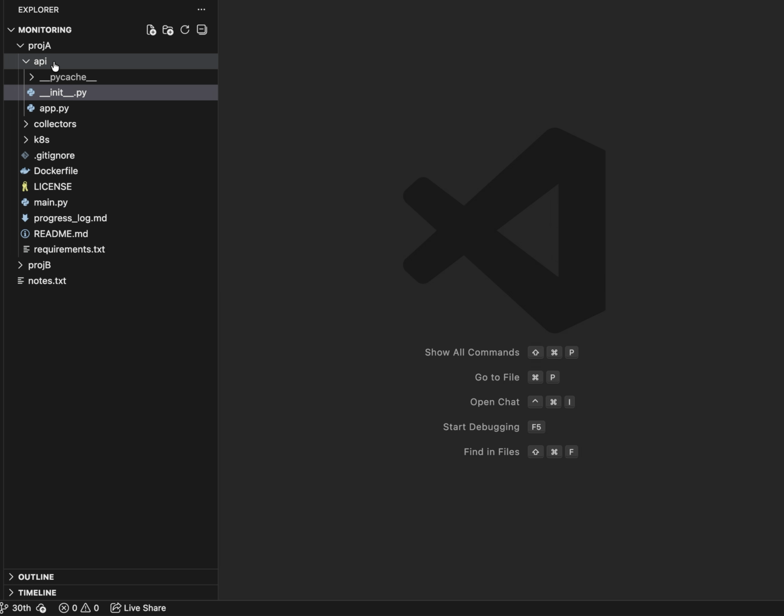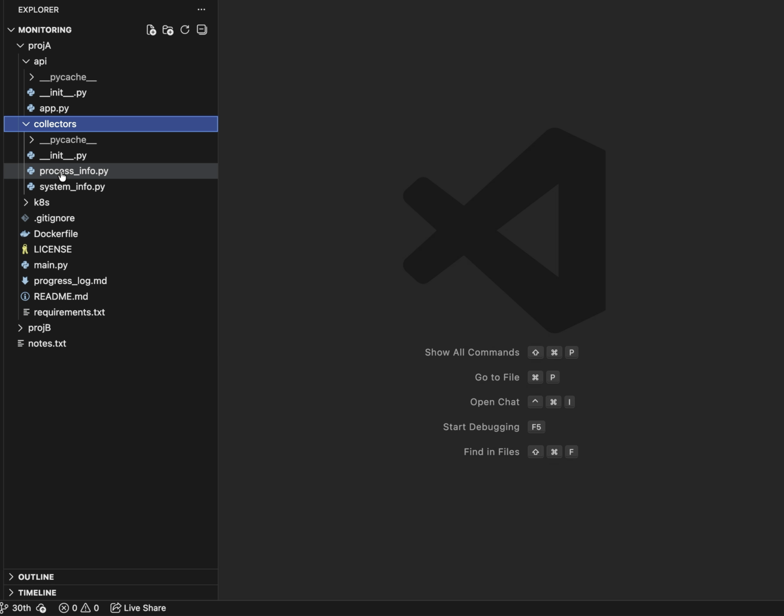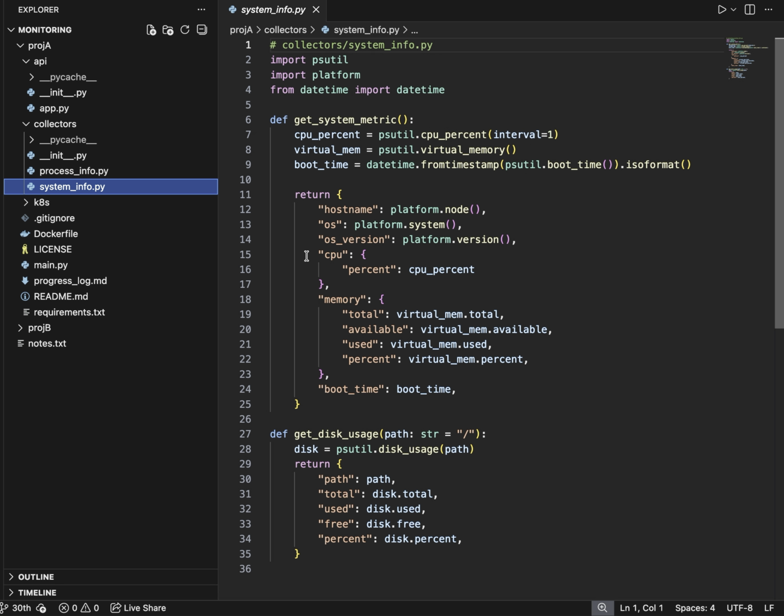So here we have a folder structure: API, collectors, and Kubernetes. We have a Dockerfile, a main Python file, a README, and requirements files. First I'll open collectors. We have system info and process info. This system information file is responsible for collecting the system metrics from the operating system.